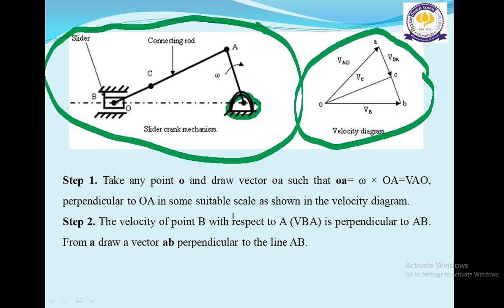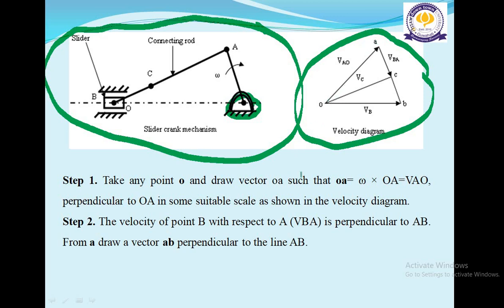We will go through the steps that have been written here, and it will be very clear how to draw the velocity diagram stepwise. For this slider crank mechanism, for drawing the velocity diagram, in step 1, we have to take any point O and draw vector OA. Which vector? This one.